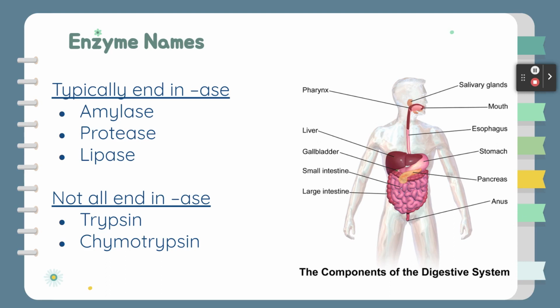Some enzymes, though, as I said, don't follow the ASE naming convention. For example, we have trypsin here, chymotrypsin. There's an enzyme pepsin, which is involved in protein digestion. It does not end in the ASE ending. So it is a good hint, but it doesn't always work that way.